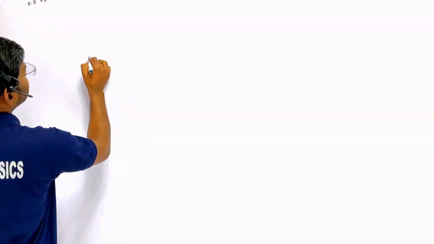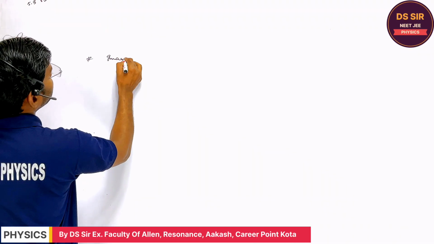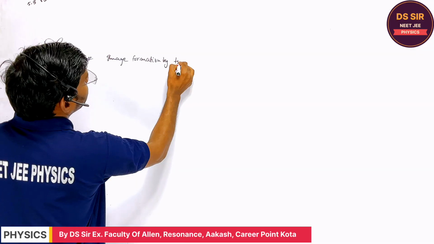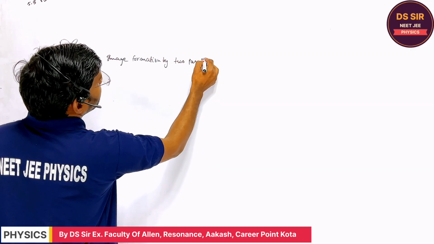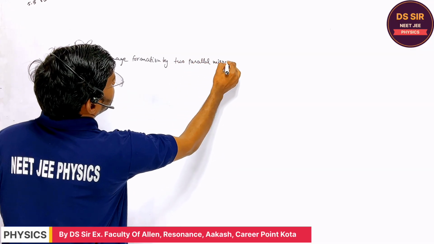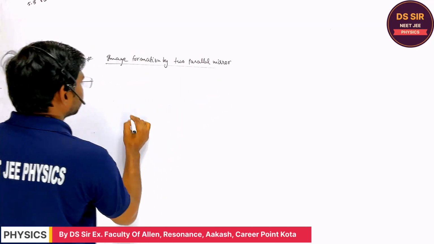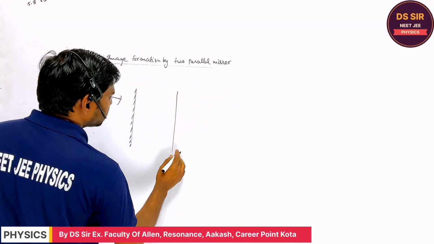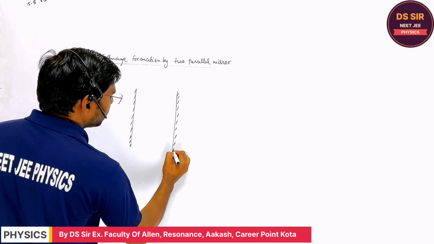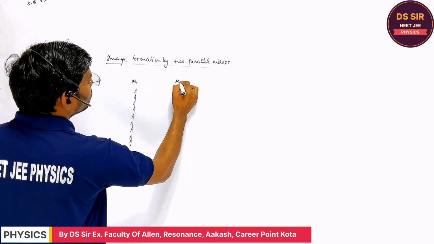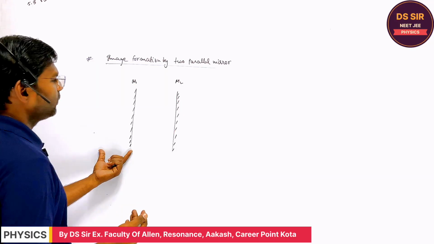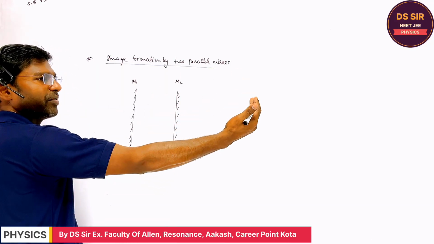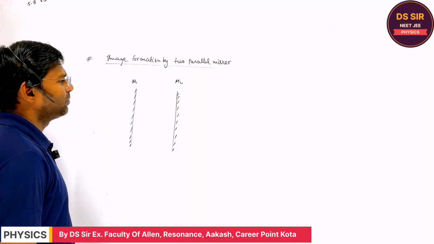So the next concept is the image formation by two parallel mirrors, right? Like this. If this is one mirror and this is the other mirror, is it clear or not? This is mirror 1, this is mirror 2. You have seen this type of combination of two parallel mirrors in the saloon, right? One mirror in front of you and one mirror behind you.